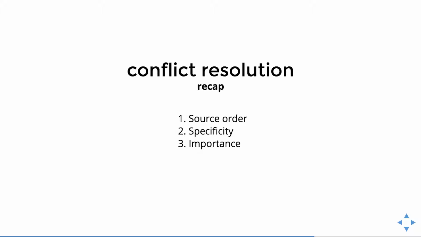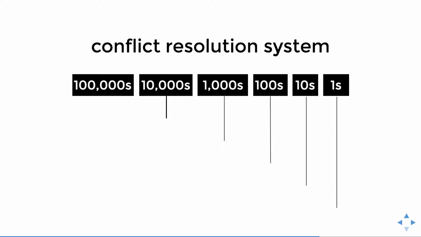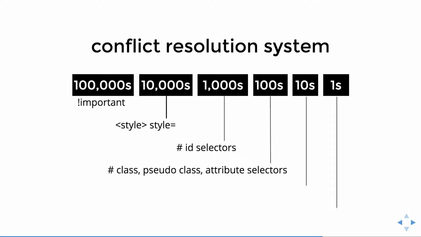Okay. So just to recap: source order, specificity, importance. Those are the high-level categories. Specificity is a very complex system. If we were to take that and break it down into this resolution system, who can fill out this chart for me? Out of all three of those things, what would be the 100,000s place? Important. What about next? Style. What about next? IDs. ID selectors. Next? Class, pseudo-class, attribute selectors. Then? Element and pseudo-element selectors, just the basic tags. And then what? Source order. Good? Okay.